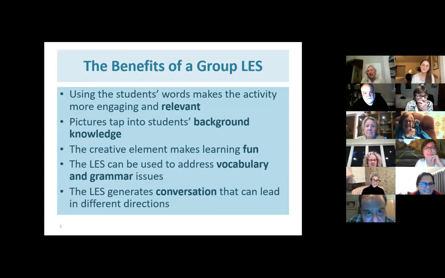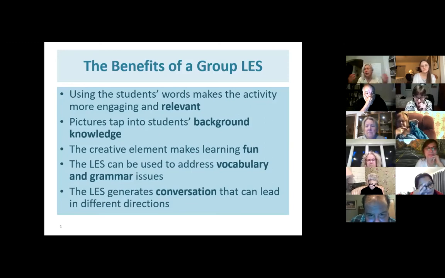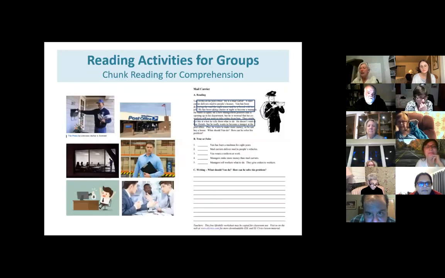Anyway, there's a lot of benefits to this kind of activity, but obviously it engages, right? You guys were all into it because everybody was thinking about what they were going to say, and people have different background knowledge. It's fun and creative. Obviously, you don't have any grammar issues, but you see with your students that there will be things that you'll want to address.